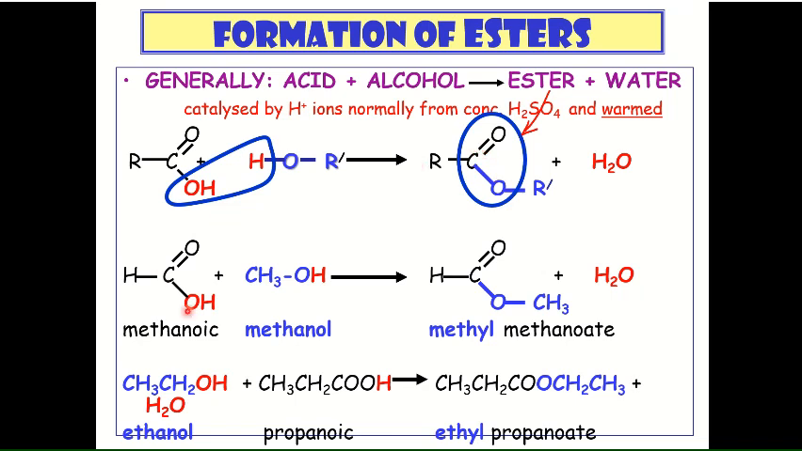So, here's methanoic acid, 1 carbon, and methanol, 1 carbon. What happens is this and that hydrogen go and form water. And then over here we get methyl methanoate. The alcohol bit just jumps on here, and there's your ester linkage. The naming we're going to go through in a bit more detail in a minute. In this case it's easy because they were both meth.